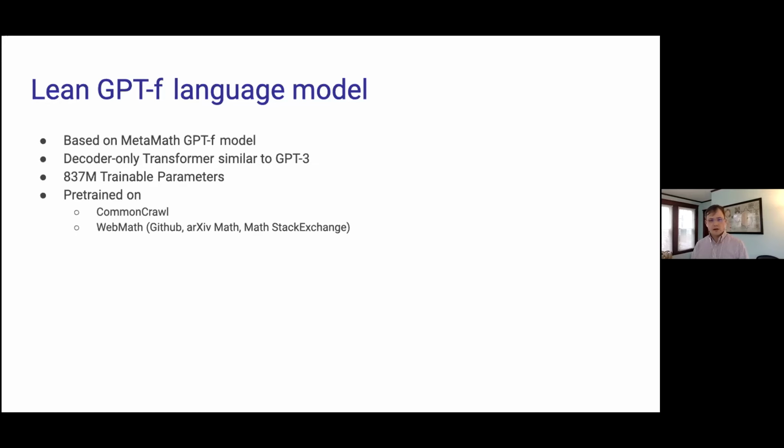And then it was trained again after that on WebMath, which is a collection of GitHub, arXiv math papers, and Math Stack Exchange. And it's been shown both in this paper and our paper that training on WebMath significantly helps the performance of this model, even though WebMath is roughly informal mathematics and ours is formal. And we did check that there isn't Lean code in WebMath, so it's not a matter of data leakage.